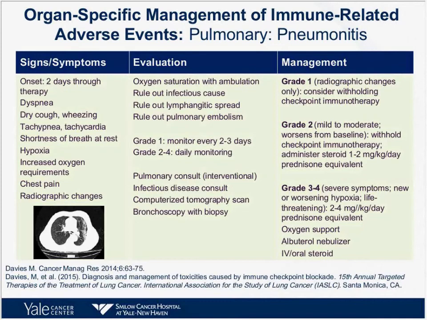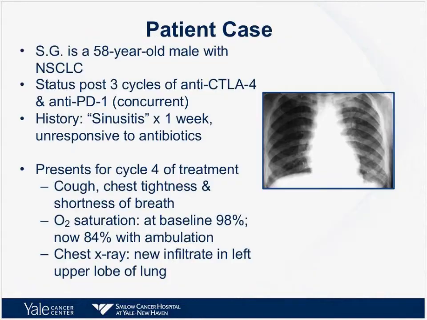For grade 3 or 4 toxicity, where they have severe symptoms, new or worsening hypoxia, steroid dosing may typically need to be increased to 2 to 4 milligrams per kilogram per day, and they need to maintain that until their symptoms have stabilized and returned to grade 1, and then you will taper off the prednisone slowly, and we'll go over that strategy when we get to the end of the presentation. Patients typically require oxygen support as well as an albuterol nebulizer or IV steroids.